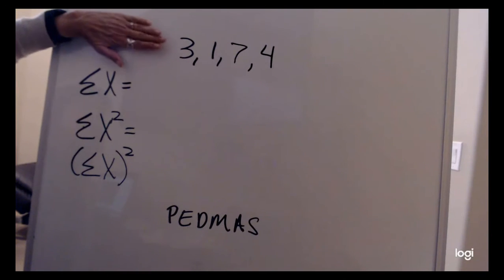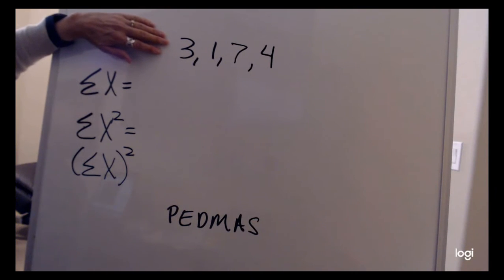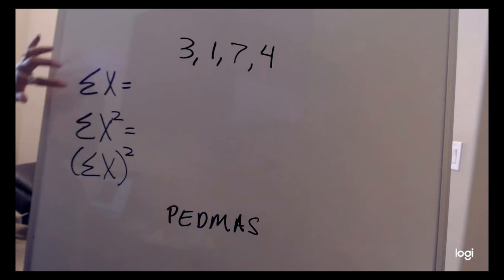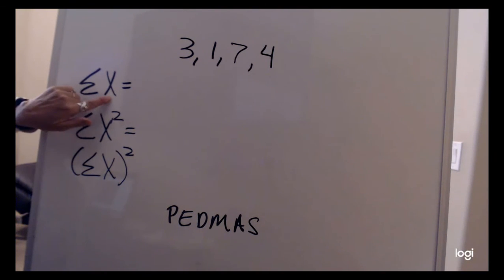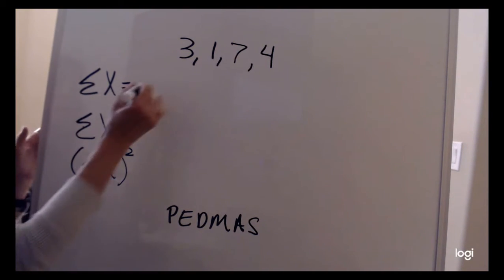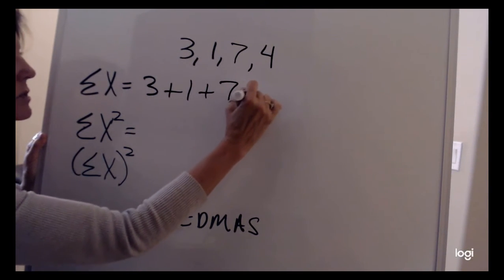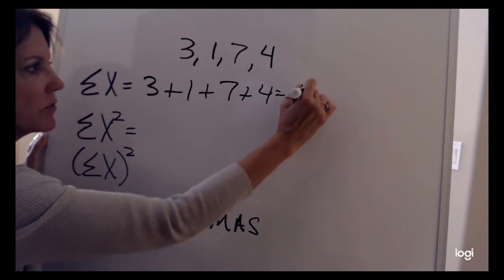All right, we have our numbers at the top, 3, 1, 7, and 4. The first statistical notation says sum up, sigma means sum up, all the scores. So we can do that. 3 plus 1 plus 7 plus 4 gives us 15.